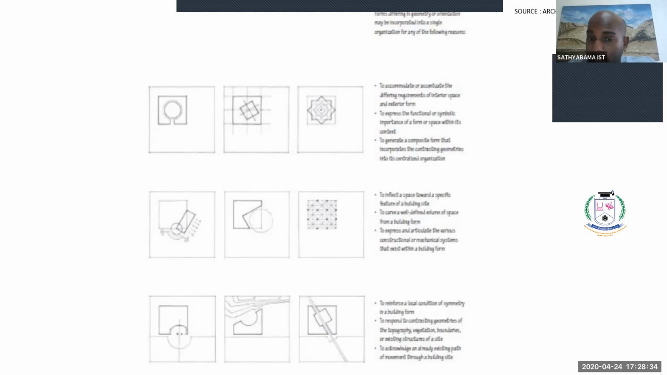The next is when you have a space that is reacting towards a specific condition. So you're forced to turn or rotate a space within a larger composition to react to a certain view or activity that happens in front of it.